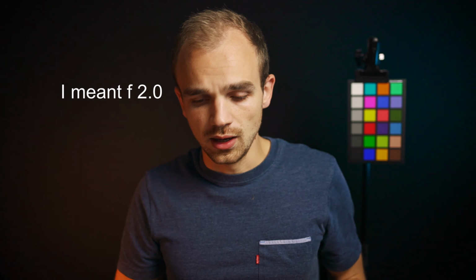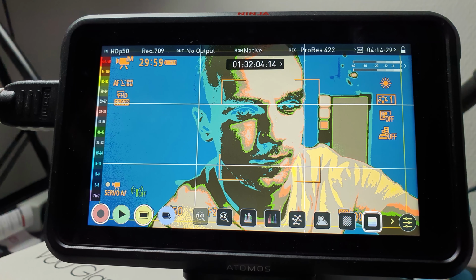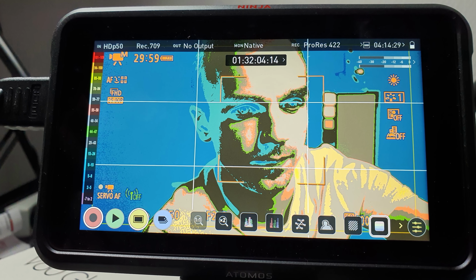So I tested all the picture profiles on the Canon M50 except for the monochrome, and I used the EF-M 22mm f/2.0. I dialed the exposure in using the Ninja 5, so I had a perfect middle gray exposure. My settings were 25 frames per second, 1080, 100 ISO, f2.0, and 1/50th of a second shutter. And the only thing I then changed was the picture profiles.